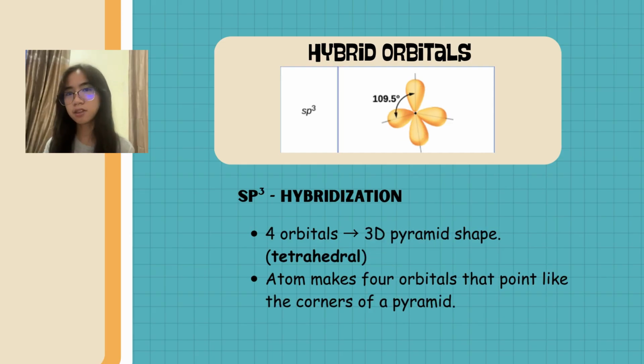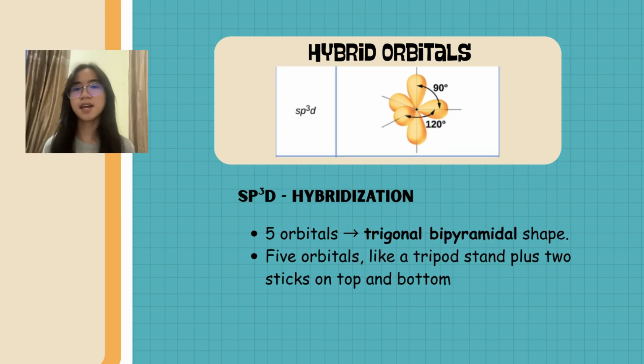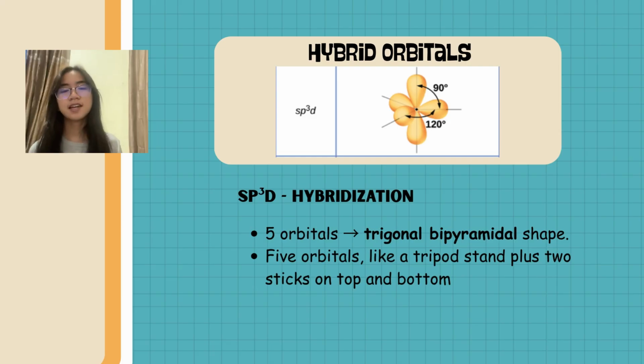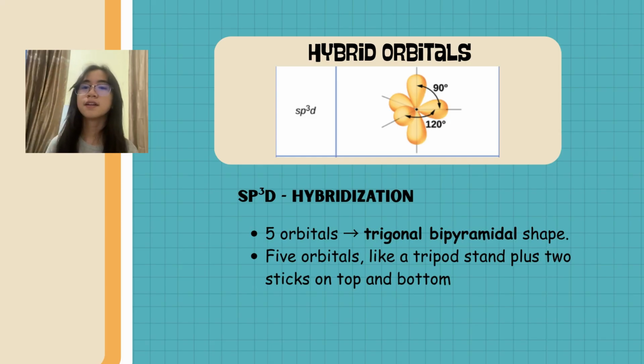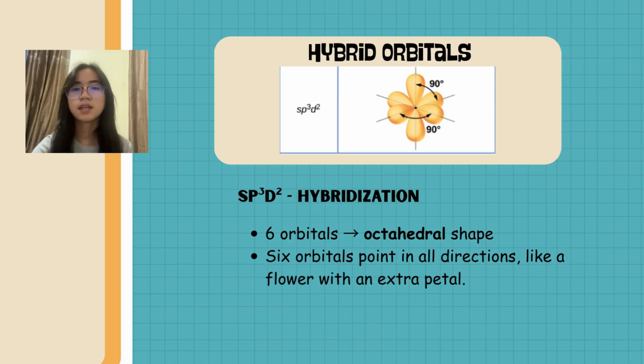Next, we have the sp3 hybridization. It has four orbitals shaped like a 3D pyramid. It's called a tetrahedral shape. Next, we have the sp3d hybridization. It has five orbitals called a trigonal bipyramidal shape. Now we have the sp3d2 hybridization. It has six orbitals called an octahedral shape, and its orbitals point in all directions, kind of like a flower, just with an extra petal.